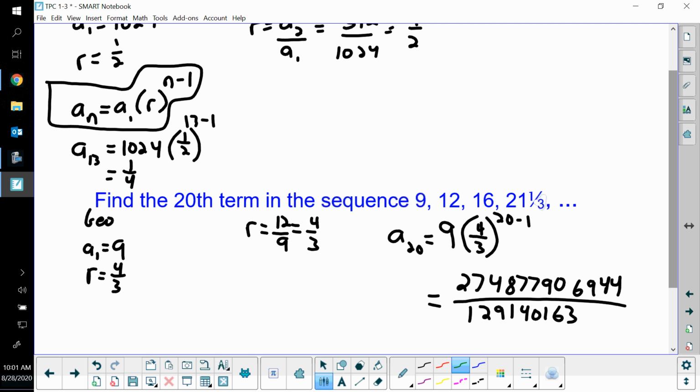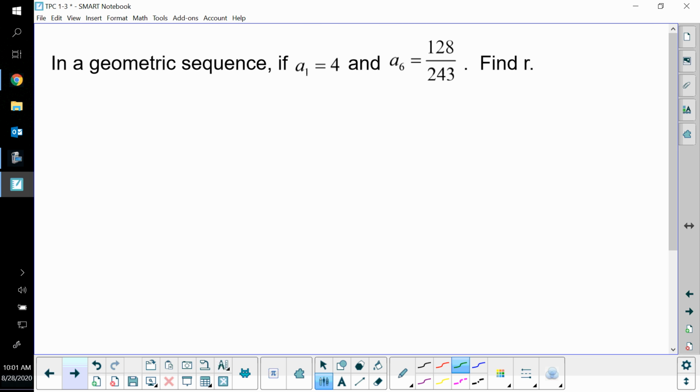Okay, the geometric ones, when you go way down the line, they get pretty crazy pretty quick. Alrighty, let's go over to page 13. They tell us in this one we have a geometric sequence. They tell us A1 and A6. So let's draw out 6 blanks. So we know A1 here is 4, and we know A6 is 128 over 243.